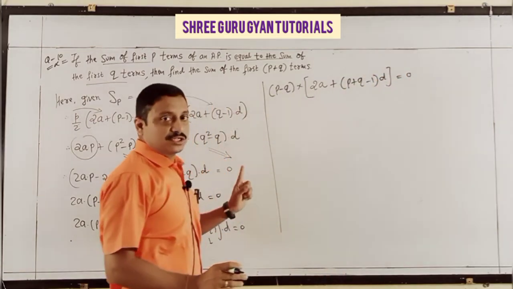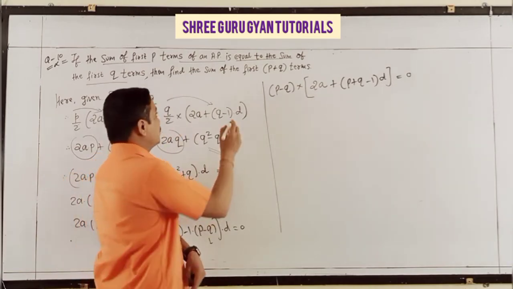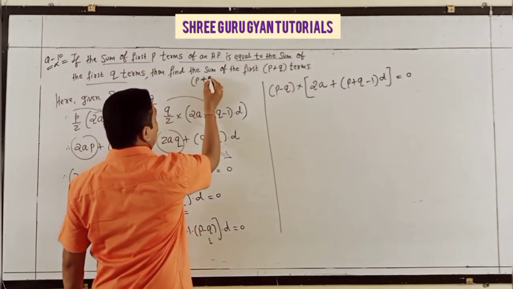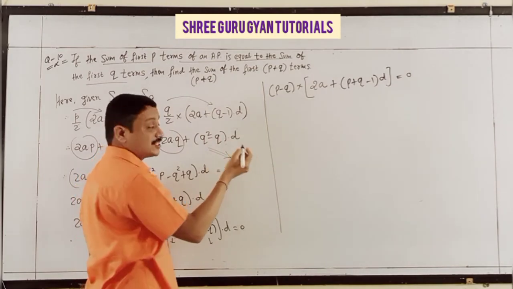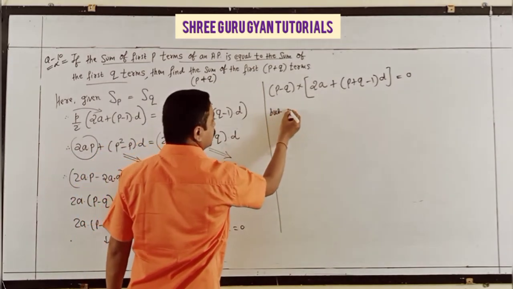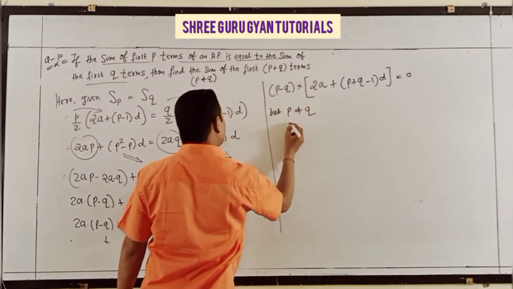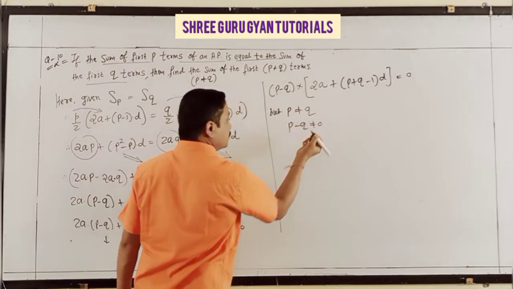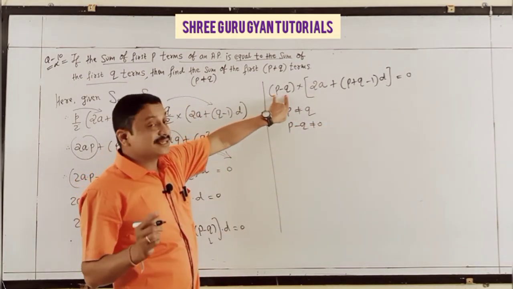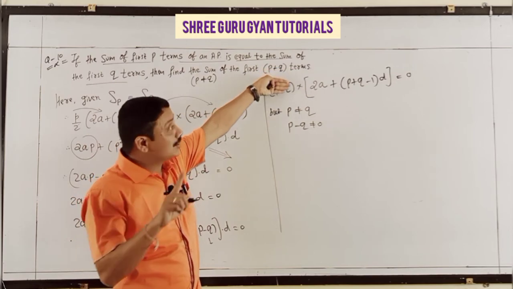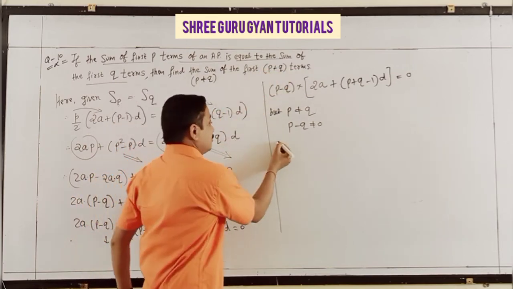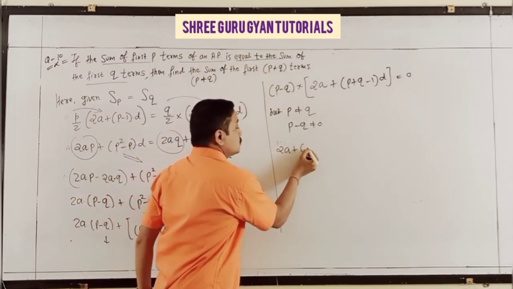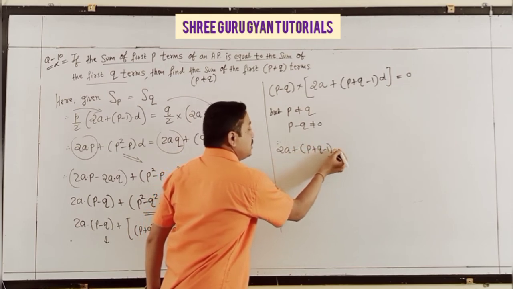Actually in this question it is not printed, but you can write down the condition p not equal to q. Okay, then it is true. So you can show p not equal to q, so p minus q is never 0. It means this case is never 0. So that case is 0: 2a plus p plus q minus 1 into d equals 0.